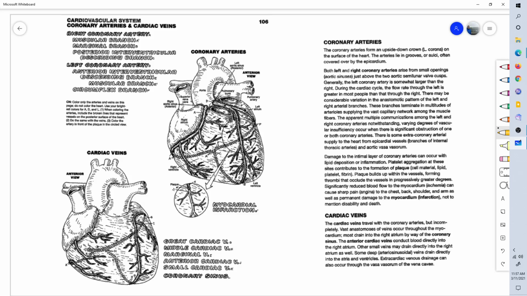Welcome to page 106 of Anatomy Coloring Book. This is Dr. Stephen Harkins. The coronary arteries and cardiac veins.